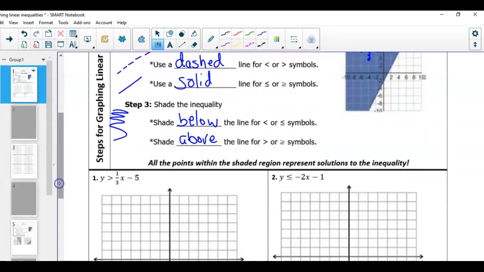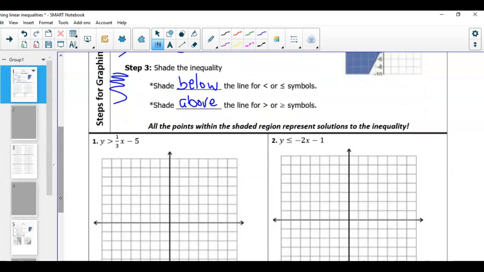The main thing with this, one, we've talked about graphing just equations. So you have to remember how to graph, remember your slope, how to find your slope, how to graph your slope correctly. But then you also need to remember these new rules: the dash, the solid, the above, the below.